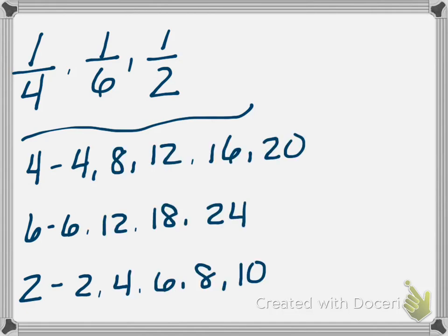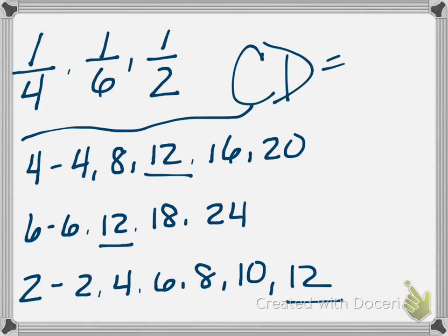Okay, so here I've listed the first 5 multiples of each, and I see that 4 and 6 have a common multiple of 12. But in the first 5, 2 does not have a multiple of 12. But if I keep going one more spot, there it is. So now I have a common denominator of 12.